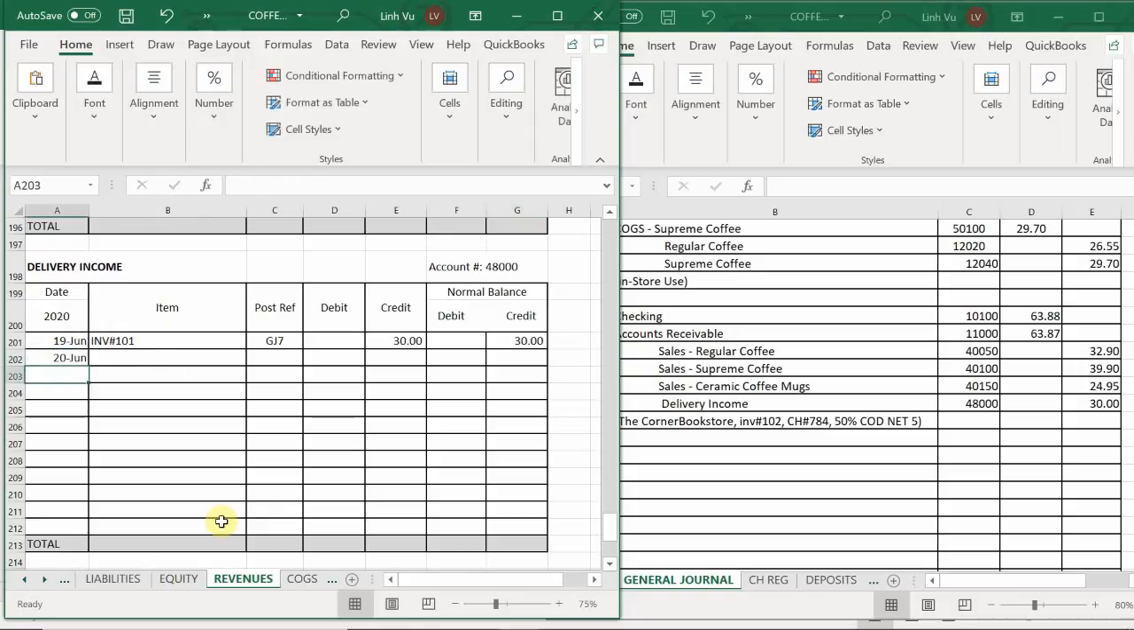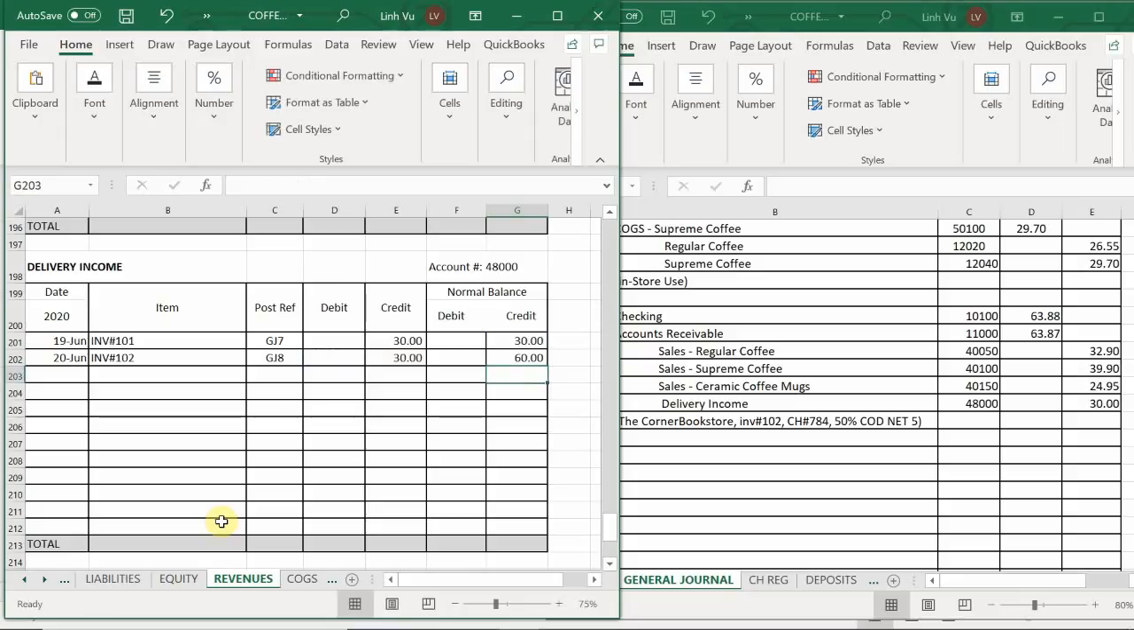6/20, invoice number 102, general journal 8, your $30 credit. The normal balance, would it be 30 as well? You have to add them together, add both credits, which would give me $50. Good. $60.